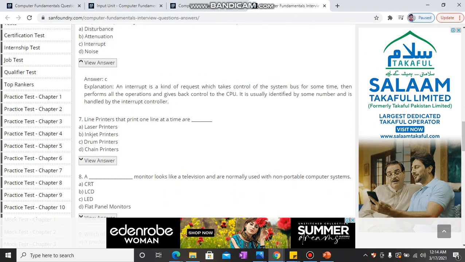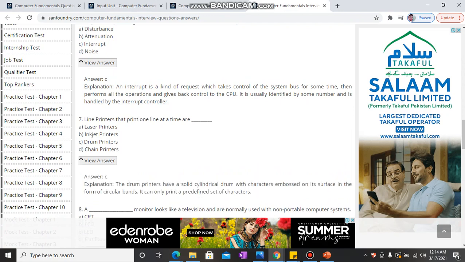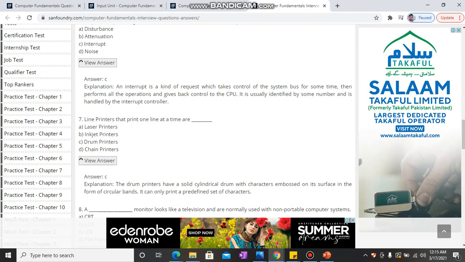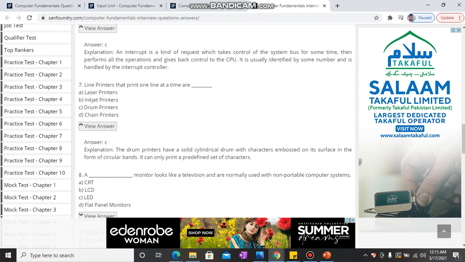Okay, we have got another question. Line printers print one line at a time. The answer is C, drum printers. You might have heard of it. Explanation: the drum printers have a solid cylindrical drum with characters embossed on its surface in the form of circular bands.